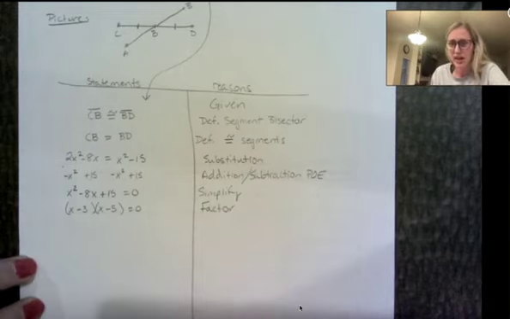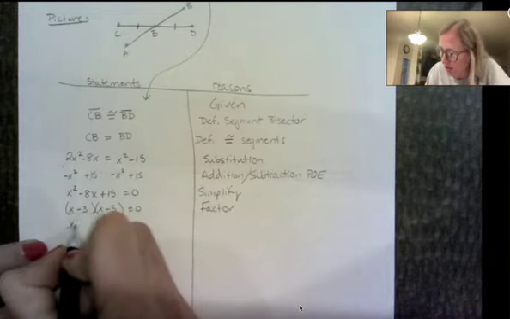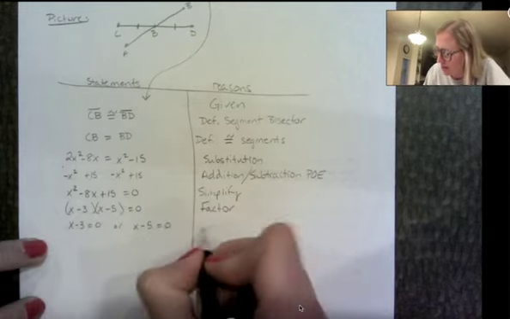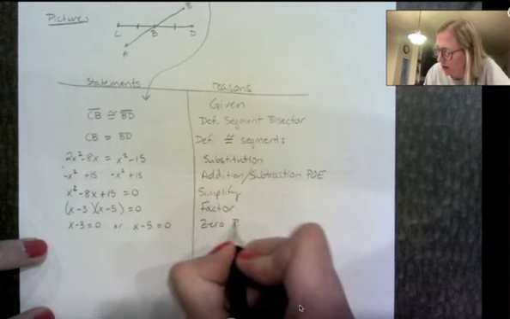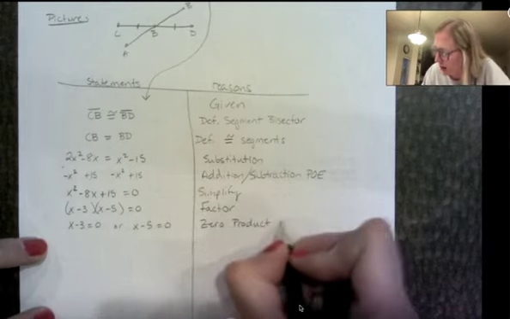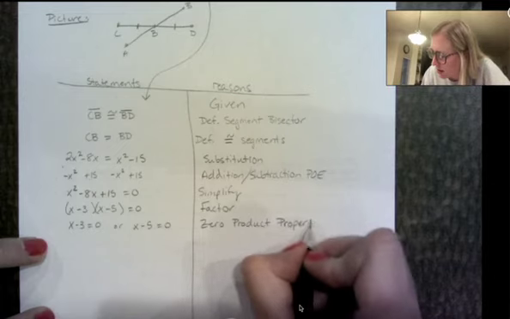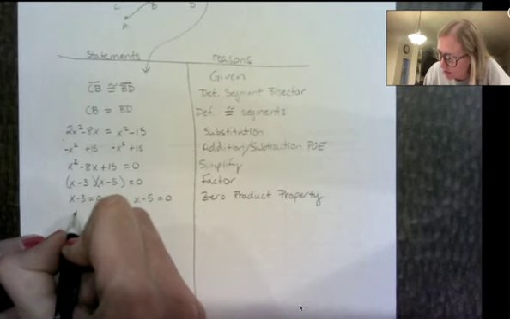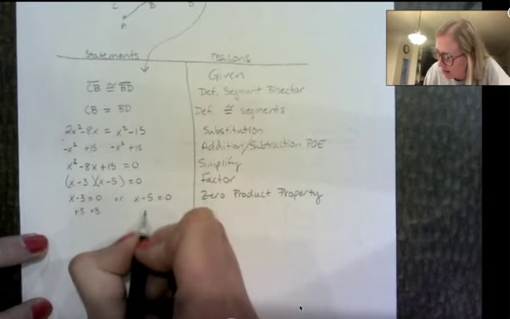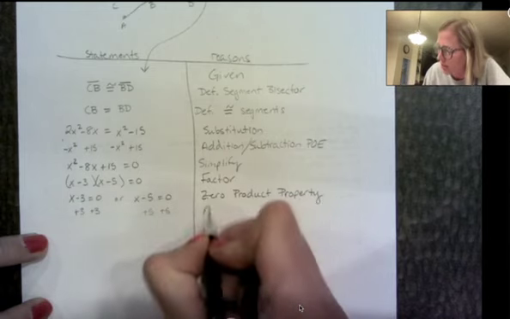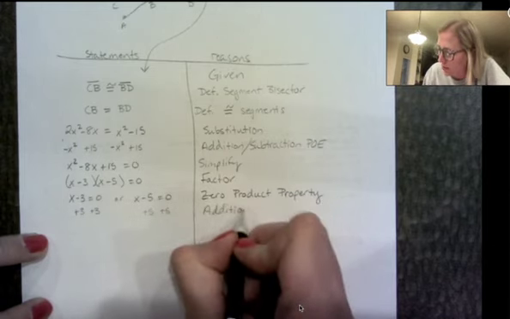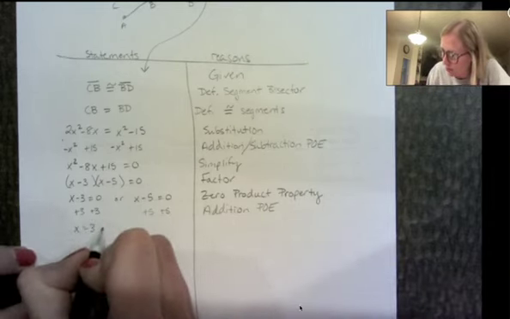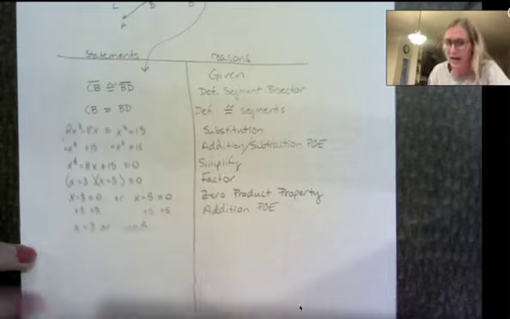Okay, now that it's factored, I can set each factor equal to 0. And that, remember, is called the zero product property. Now if I solve each of these, so for this one I'm adding 3 to both sides, for this one I'm adding 5 to both sides, since it's just addition, it's the addition property of equality. All right, so we get x equals 3 or x equals 5.